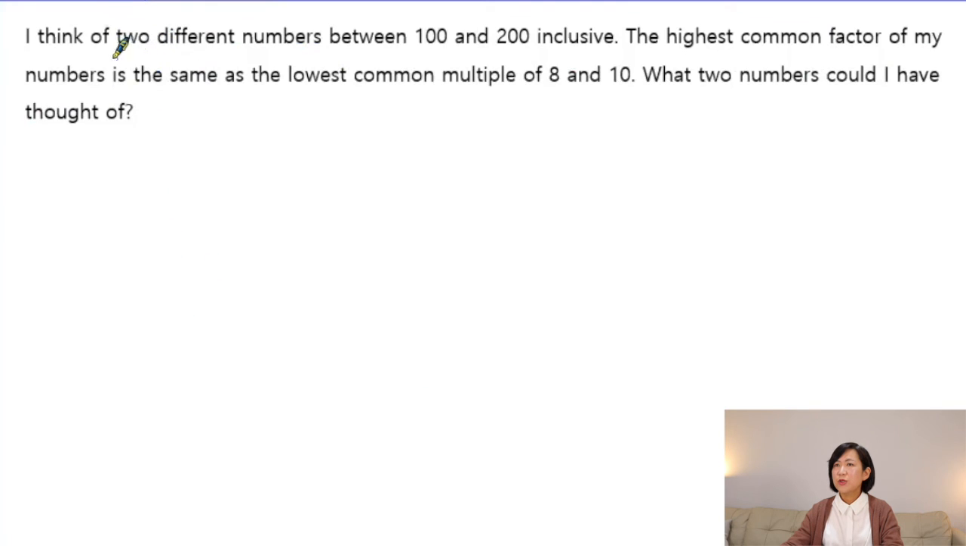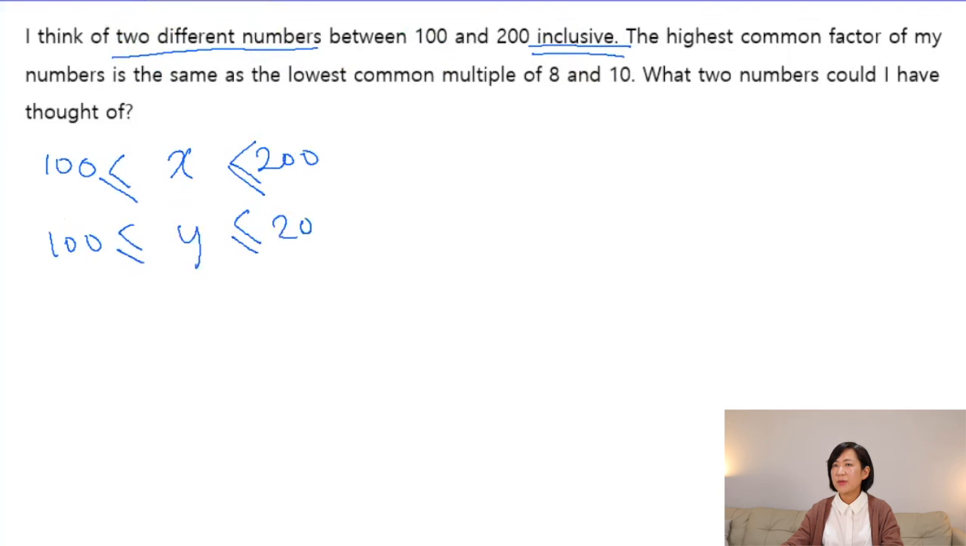Now I'm thinking about 2 different numbers that go between 100 and 200 inclusive. That means you include 100 and 200. It can be 100 and 200 as well. Now, this is 2 numbers, so we write down x and y. The highest common factor, so the HCF of my 2 numbers, we don't know yet, because it says this is the same as the lowest common multiple of 8 and 10. That means we need to find the LCM of 8 and 10 first. The LCM of 10 and 8 is the HCF of our numbers.